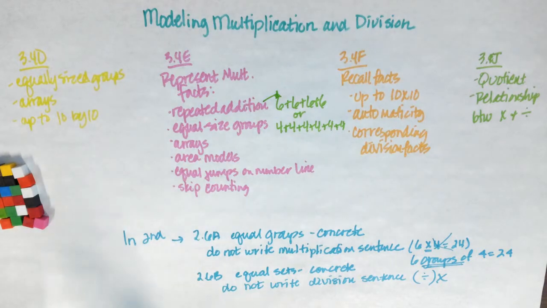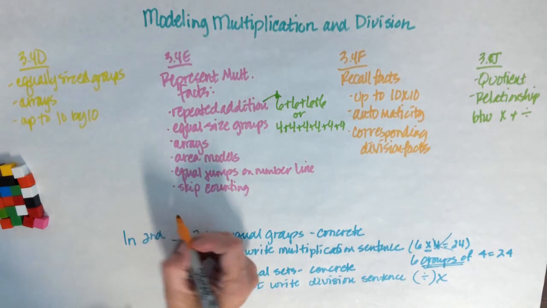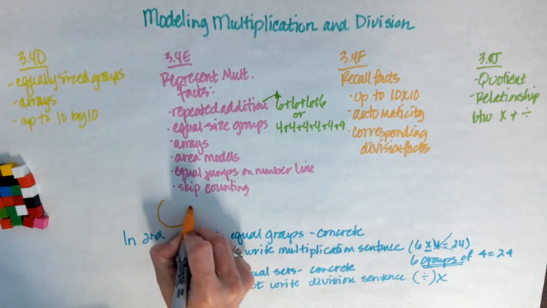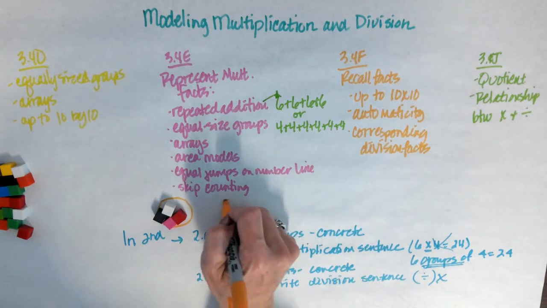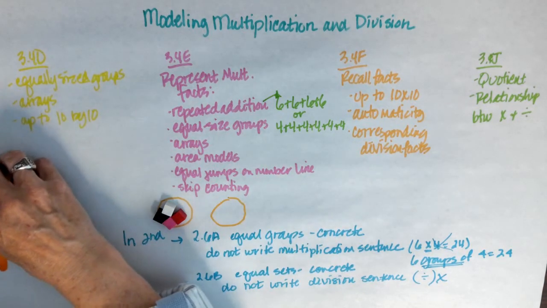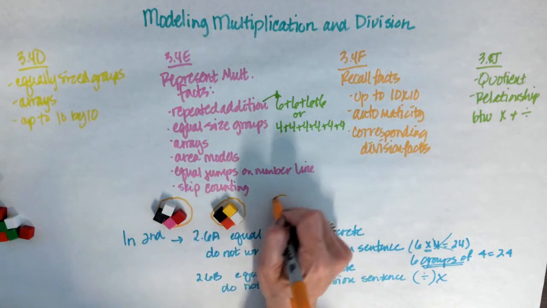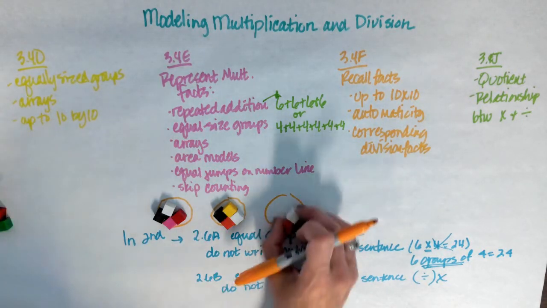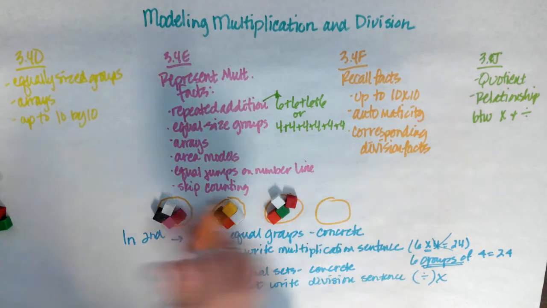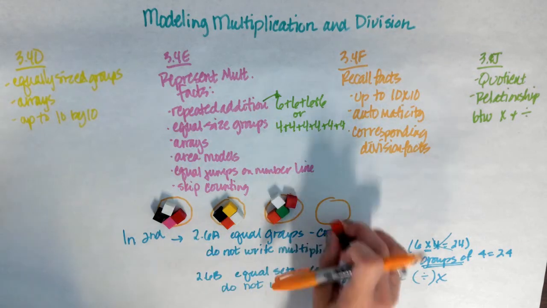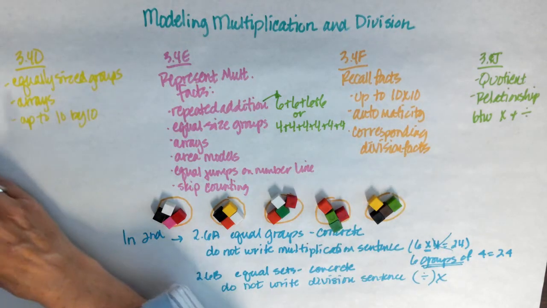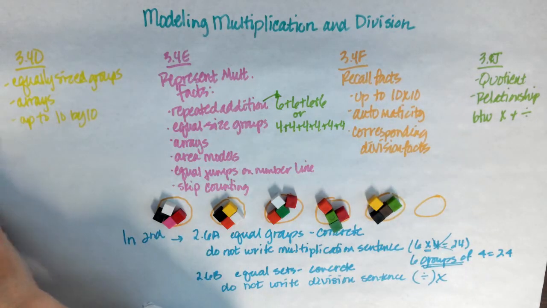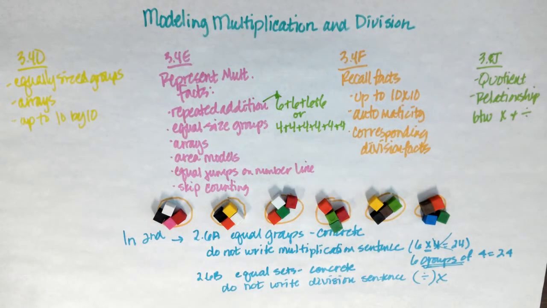Equal sized groups, usually we see students start out with circles. So if we keep using our car example, this would be car 1 would have 4 wheels. Car 2, 4 wheels. Car 3, 4 wheels. Car 4, 4 wheels. Car 5, 4 wheels. And car 6, that circle's not near big enough, 4 wheels. So that's our equal groups.